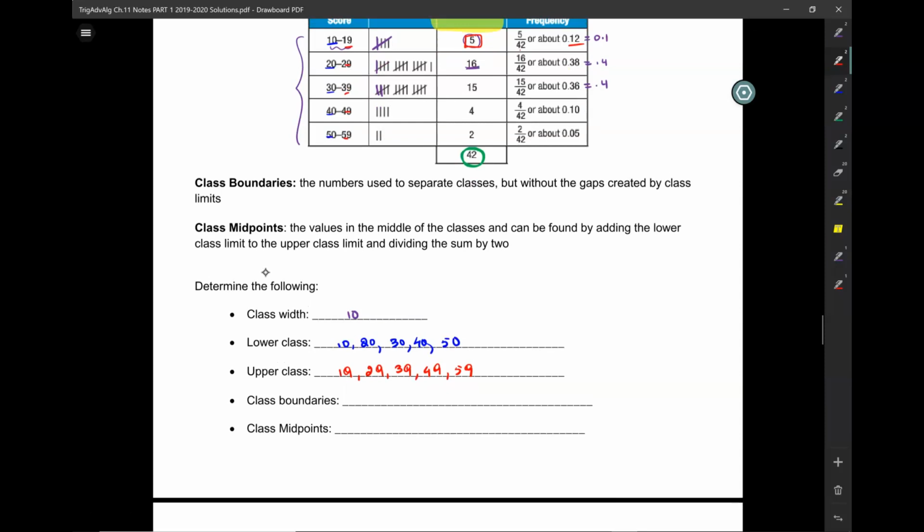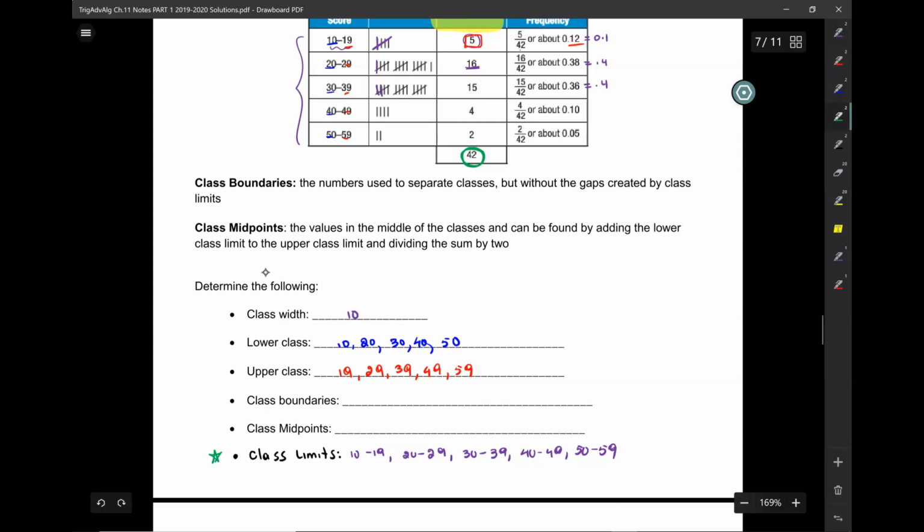Before class boundaries, I'm going to add one more here, and that's going to be class limits. Class limits is literally what it says over there: 10 to 19, 20 to 29, 30 to 39, 40 to 49, 50 to 59. Please add this. It will be in your quiz as well.